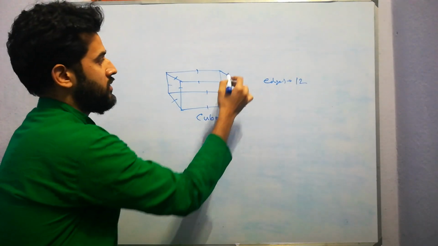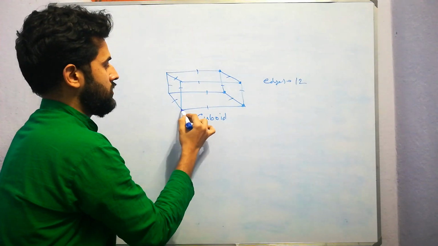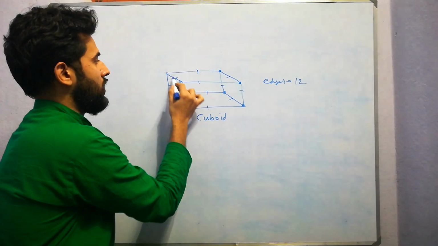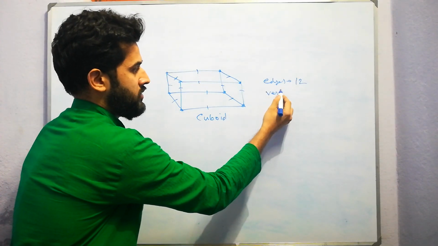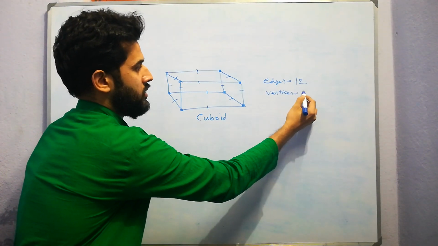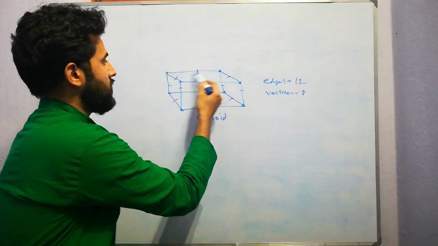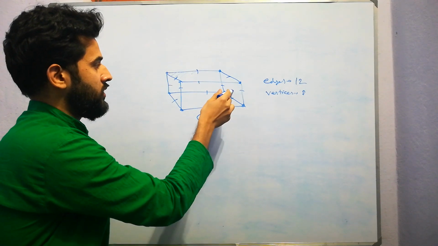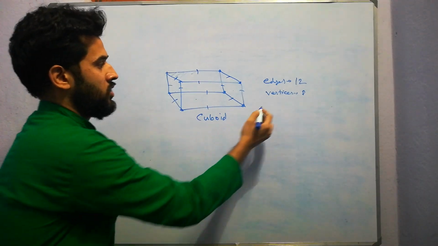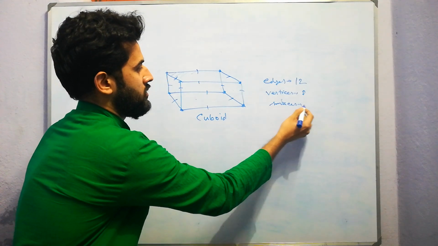How many vertices? These are called vertices. How many vertices does it have? Count. I have counted it. 4 and 4, 8. So vertices are 8. Next, how many surfaces does it have? This is one surface. This is two. This is 3. This is 4. This is 5 and 6. So it has 6 surfaces.